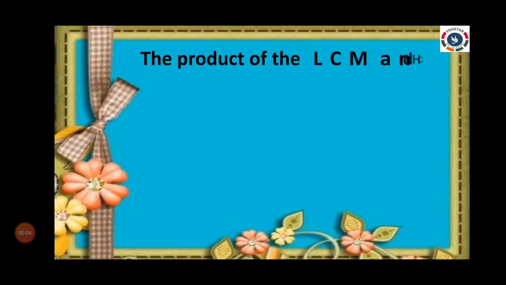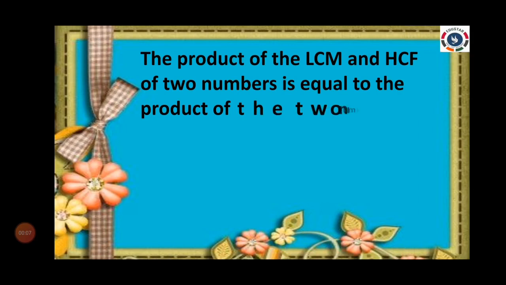Fact 3. The product of the LCM and HCF of two numbers is equal to the product of the two numbers. Product means multiply. You multiply the values of LCM and HCF, and that value is equal to the product of the two numbers. Both are equal. I am going to explain through an example.